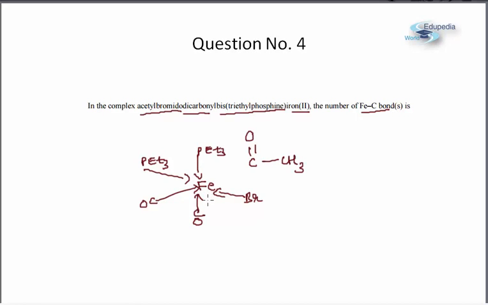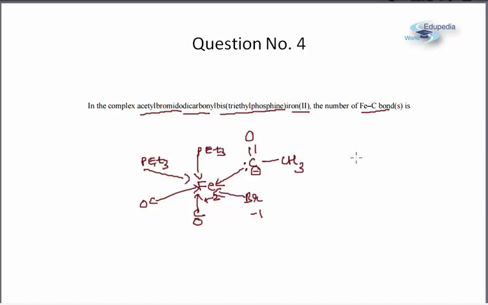Why? Because see, iron is +2. All these four ligands, this and this are neutral. Bromine is -1. So this acetyl will have negative charge. Negative charge would give it -1 over here, and this will form a coordinate bond.